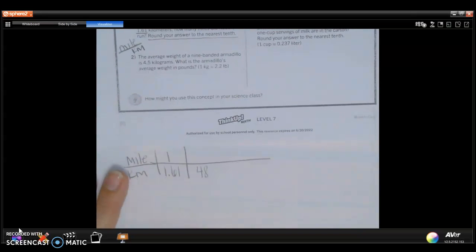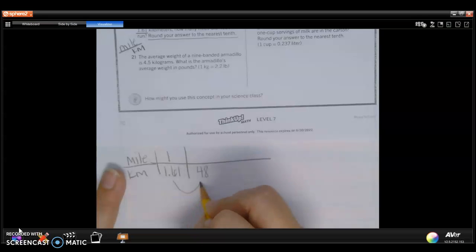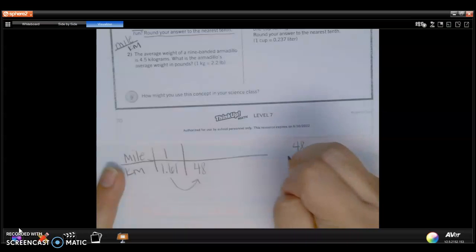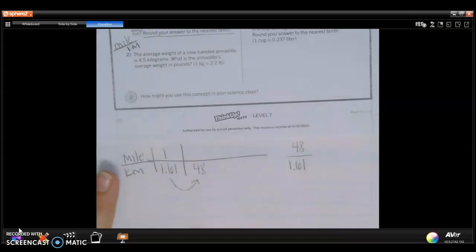So how am I getting from here to here? Well, one way that we can solve that is to put 48, and we can divide it by 1.61. You can go ahead and set that up for me.